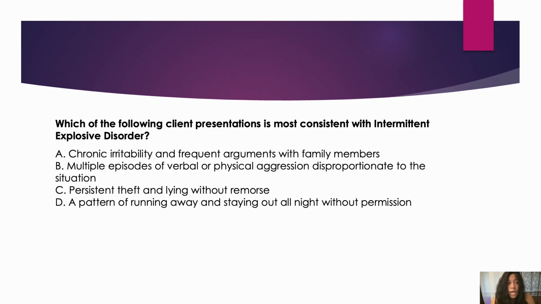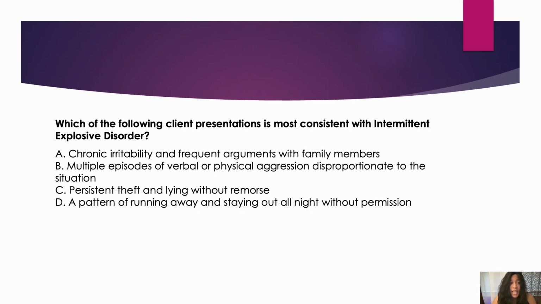A says chronic irritability and frequent arguments with family members, right? When we see something about frequent arguments, what diagnosis are we thinking about? I'm not going to answer that. You answer it, leave a comment, and let me know. B says multiple episodes of verbal or physical aggression disproportionate to the situation. That sounds nice, but let's look at the other ones.